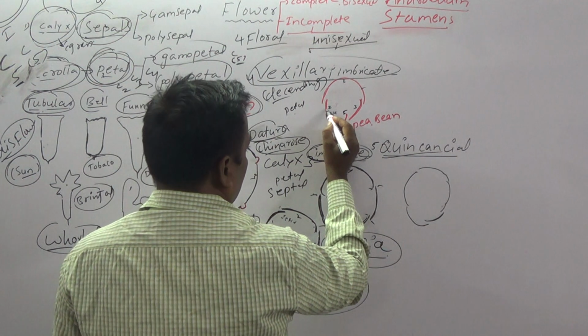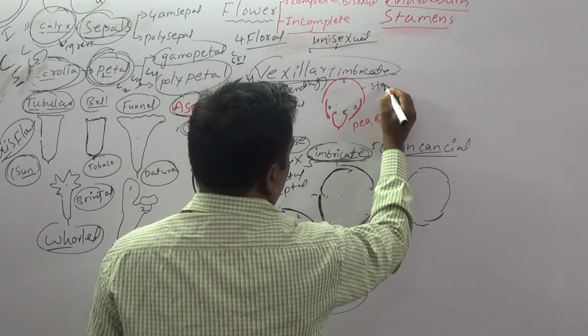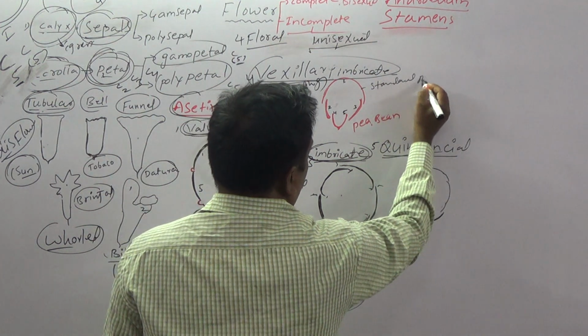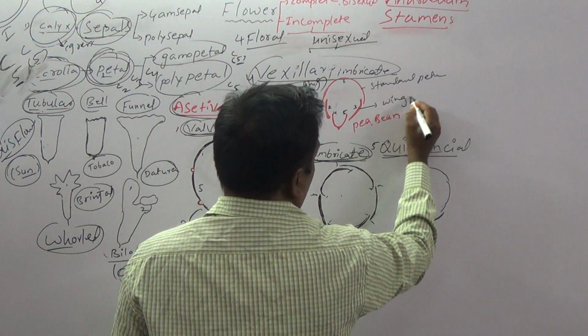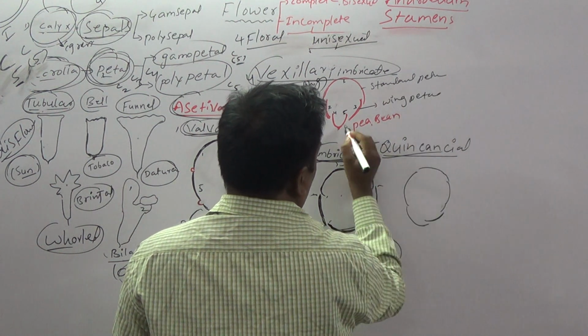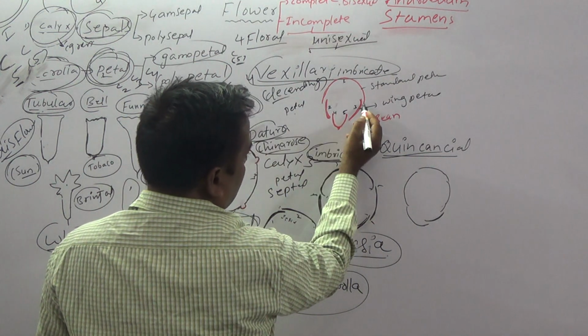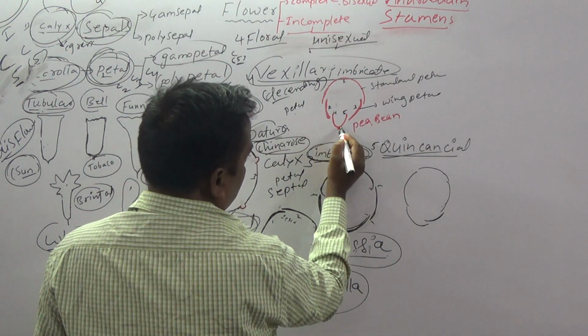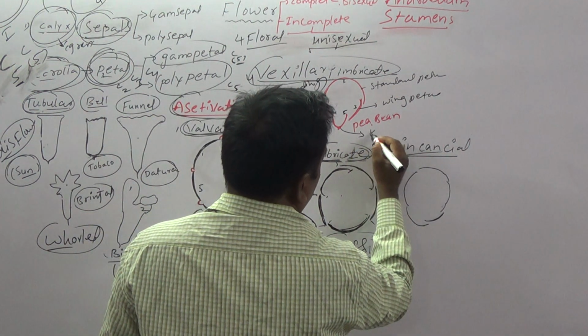And the next 2, the 2nd and 3rd, are called wing petals. And the last, the 4th and 5th, are united here. The first one is free, and the second and third are also free, but the 4th and 5th are united and called the keel petal.